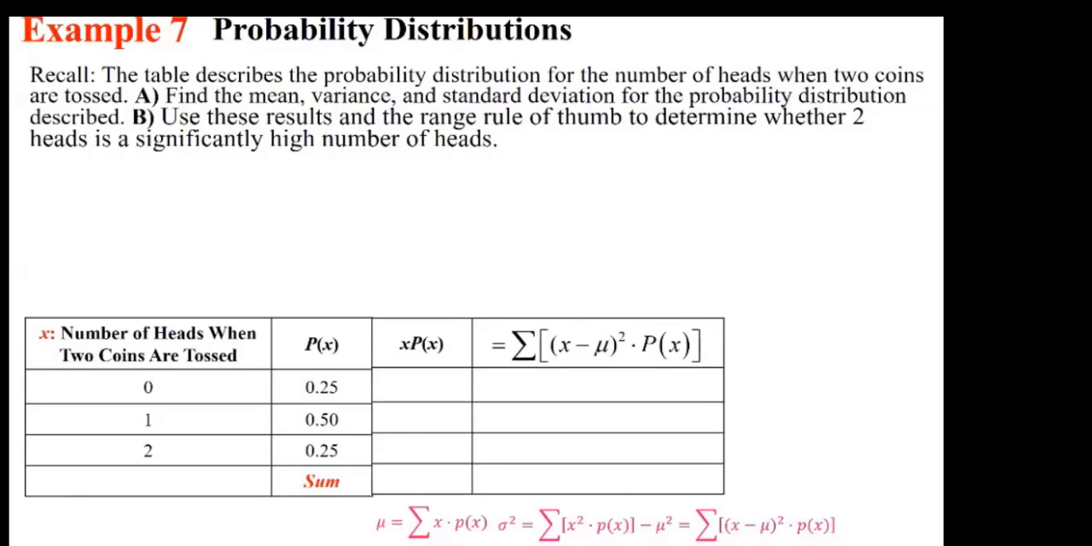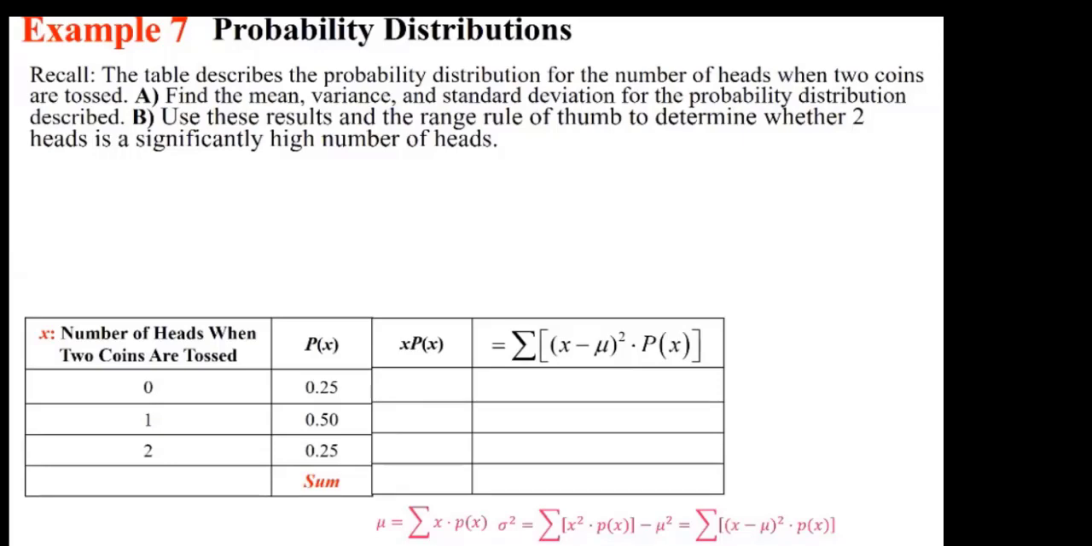We need to calculate the standard deviation, so we need to calculate the variance first. If we use one of the formulas for the variance, for example, x minus mu quantity squared times p of x, first you have to have the next column and the sum of that. When we do that, see what we get. 0 times 0.25 is 0, 1 times 0.5 is 0.5, 2 times 0.25 is 0.5, they add up to 1.